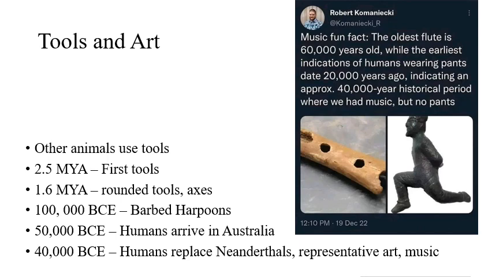The first simple tools appeared about 2.5 million years ago. About 1.6 million years ago, you're seeing rounded tools, axes, and harpoons. And then it was pretty static for a really, really long time, until about 250,000 years ago. And then you start to see a rapid expansion in the types of tools.